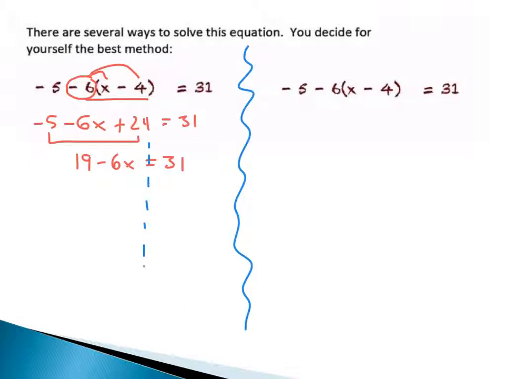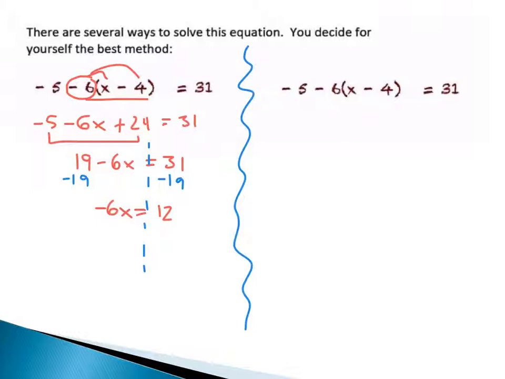So combine like terms, use the distributive property. Now I can use inverse operations. So I have 19 minus 6x. Careful here. Even though it says subtraction, this 19 is positive. So I would subtract 19 from this side to the other side. That's going to give me negative 6x equals 12. Okay, so negative 6x equals 12.